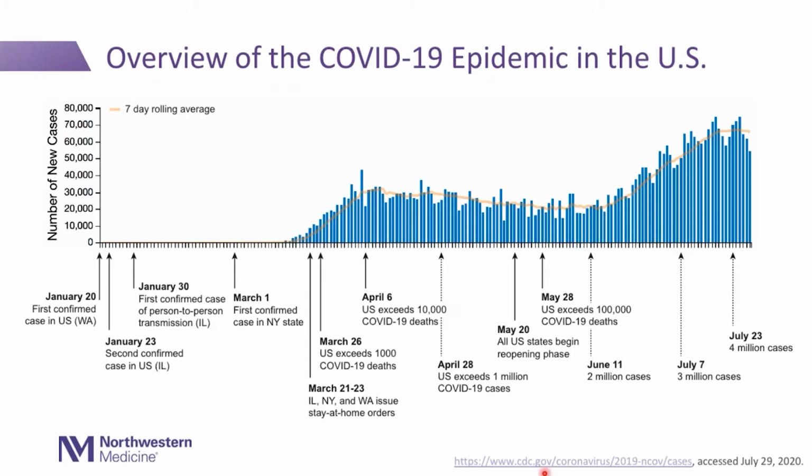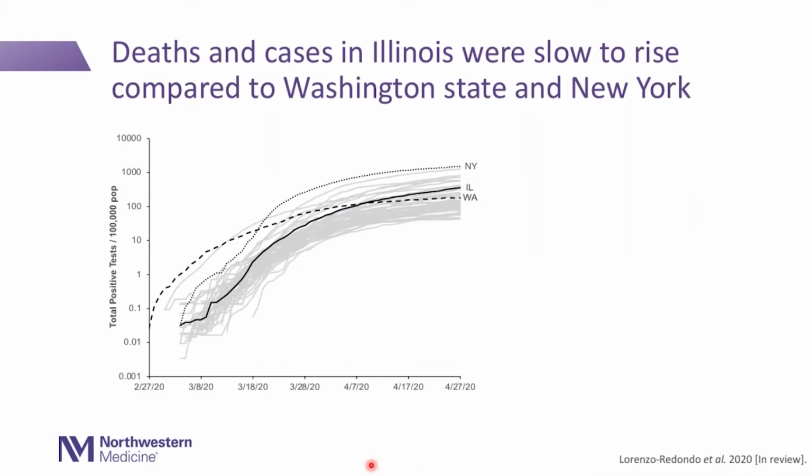So this is a brief rundown of the US COVID-19 pandemic as a whole, but it actually looks quite different when you look state to state. Deaths and cases in Illinois were actually relatively slow to rise compared to Washington State and New York.